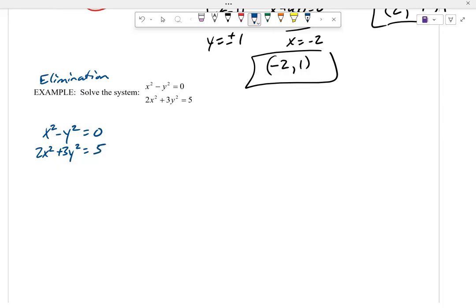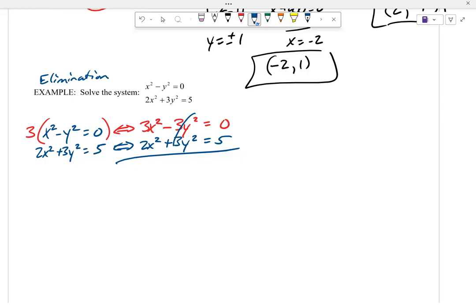Well, notice the 3y squared on the bottom. If I can get the top to be a negative 3y squared, it's already a negative y squared, so I'm going to multiply it by 3. That'll get rid of my y's. So I got 3x squared minus 3y squared, 3 times 0 is 0. Bottom stays the same. And notice my y's are going to be gone. So I got 5x squared equals 5. Divide both sides by 5. I got x squared equals 1. So I got x is plus or minus 1 on this one.